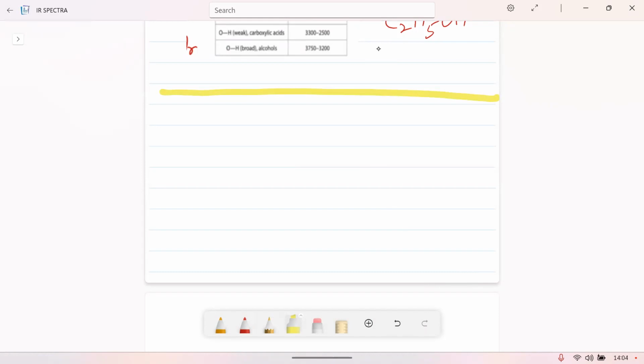You need to practice more questions. That's the only thing. It is a correlation of the wave number with the functional group or whatever they are asking us. That's the only thing we can do. We can stop here now.